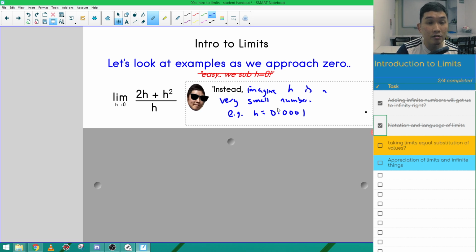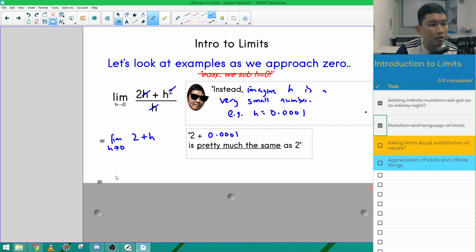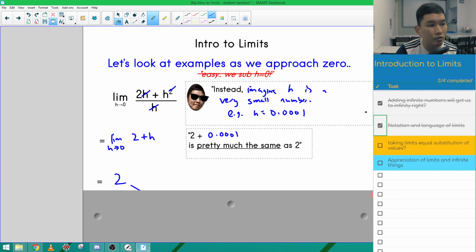So what happens? I can divide by h throughout the fraction, in the denominator and the numerator. What that gives me is this: taking the limits as h approaches 0 of this fraction, 2 plus h. Remember, h is really, really small. 2 plus 0.0001 is pretty much the same as just 2. We can safely say that this is now equal to 2.